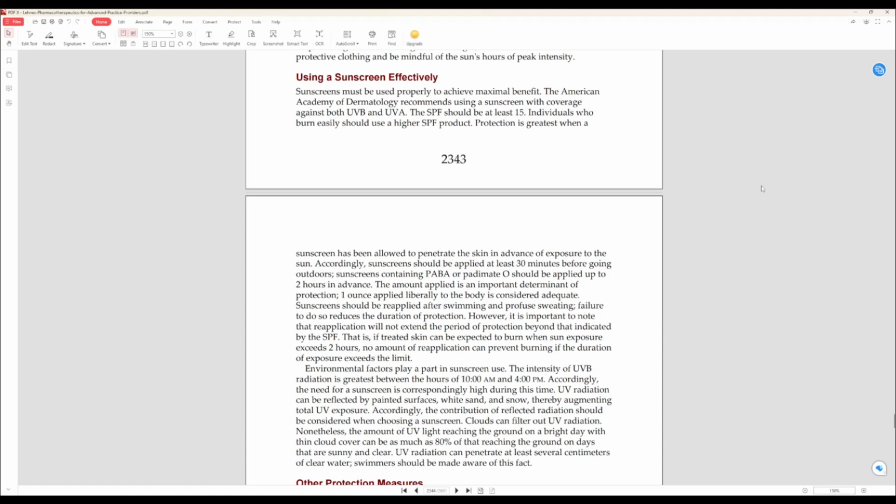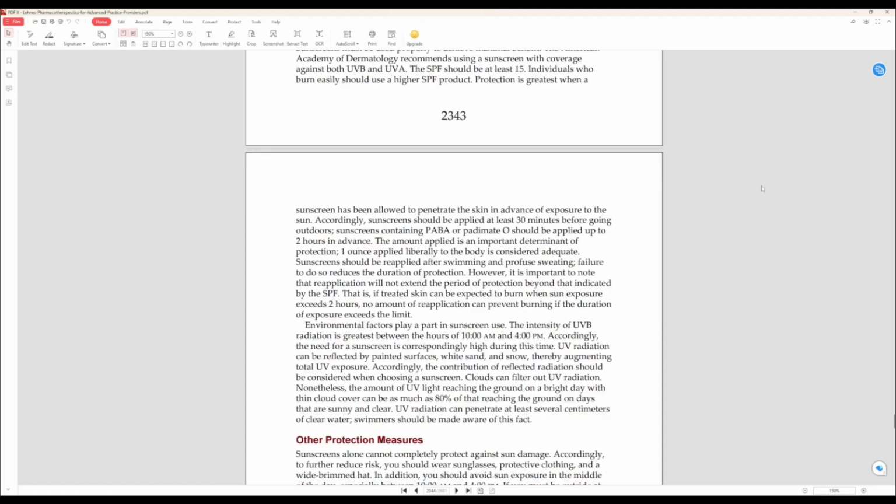So, environmental factors play a part in sunscreen use. The intensity of UVB radiation is greatest between the hours of 10 a.m. and 4 p.m. Accordingly, the need for a sunscreen is correspondingly high during that time.